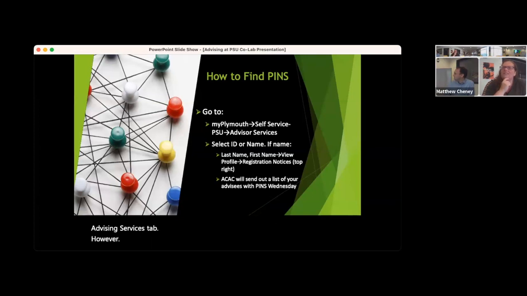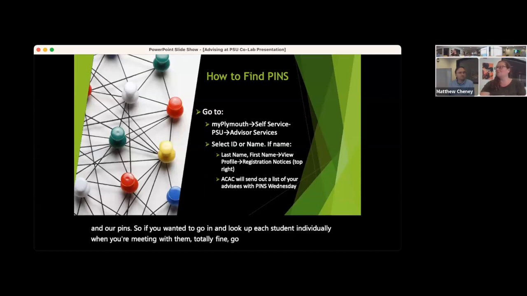However, there is no way to export a list through Banner right now of all of our students and their PINs. So if you wanted to go in and look up each student individually when you're meeting with them, totally fine. Go to Banner and look them up. However, our office will send out to all advisors a list of your advisees and the PINs attached to them, so you can have all your PINs in one area. We are able to run a report. It's just nothing that advisors individually can do. So once PINs are released, we will send those out, and that's going to be individual to advisors this term.